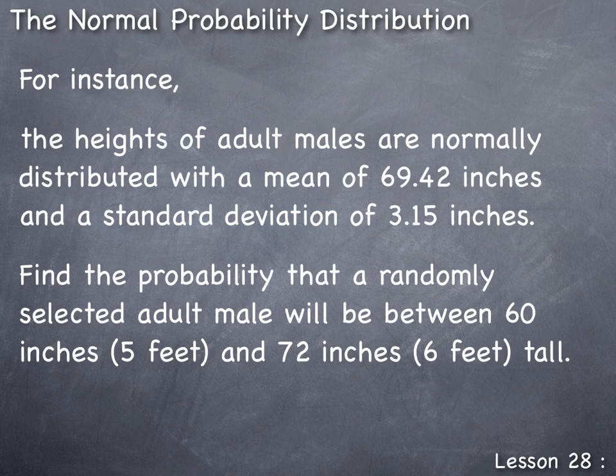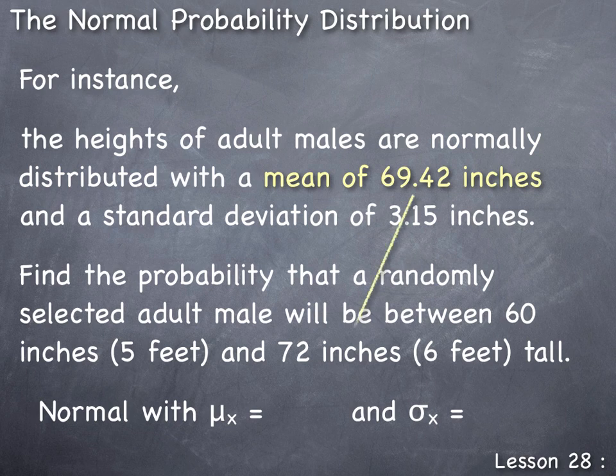Well, here the problem states that heights of adult males are normally distributed. Thus, we know that it follows the normal probability distribution. To completely describe the normal probability distribution, we need to know 2 values, mu sub x, the mean, and sigma sub x, the standard deviation. The problem states that they have a mean of 69.42 inches. Thus, mu sub x equals 69.42. And it states that there's a standard deviation of 3.15 inches. Thus, sigma sub x equals 3.15.